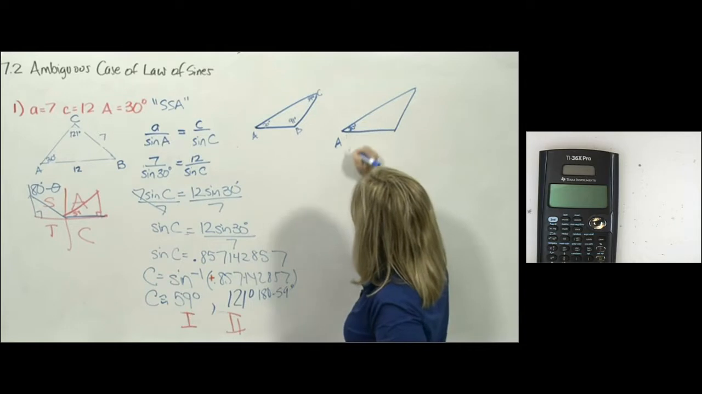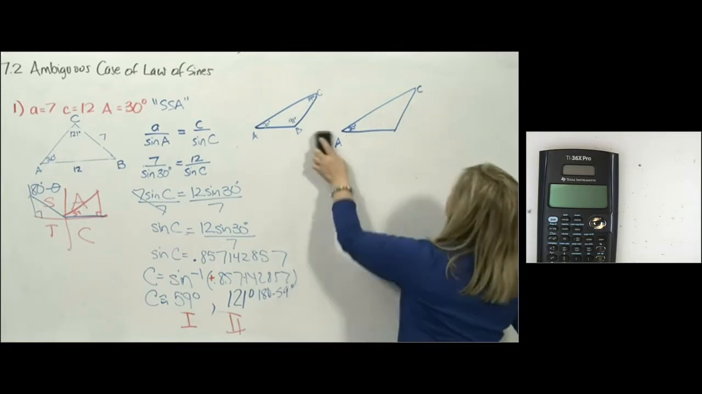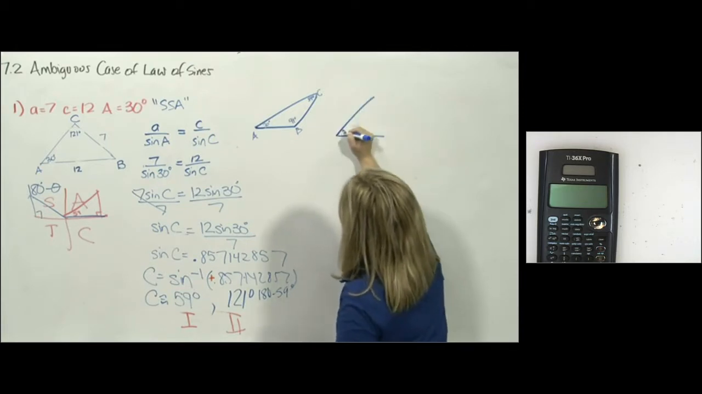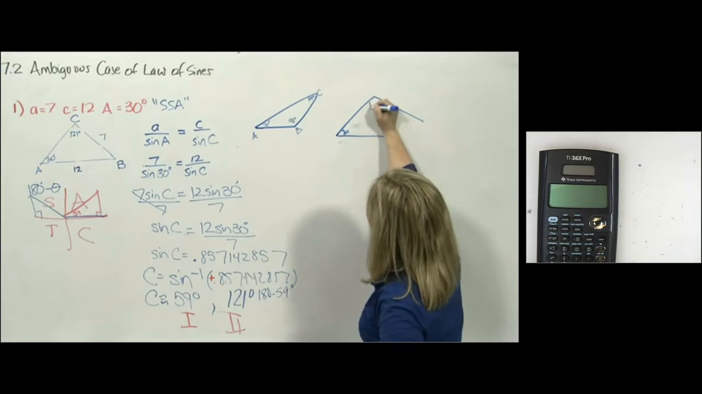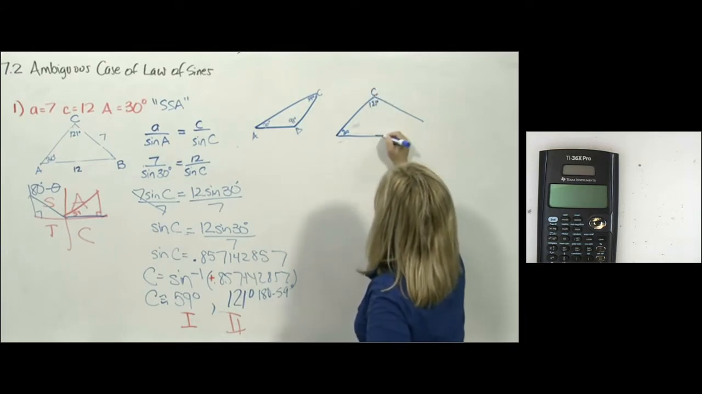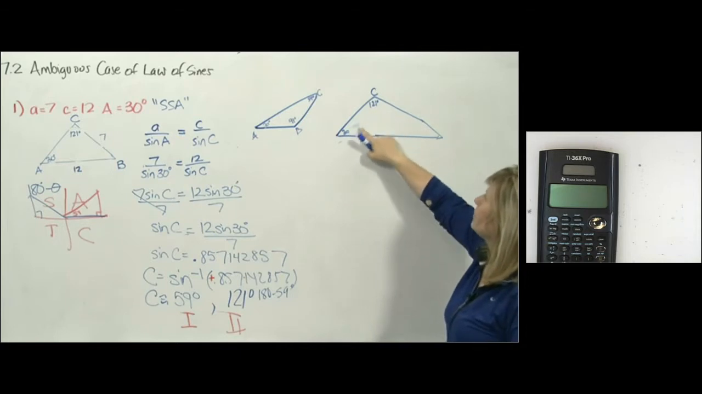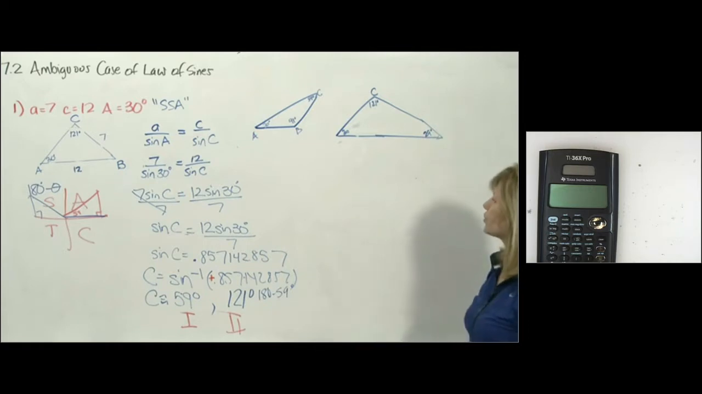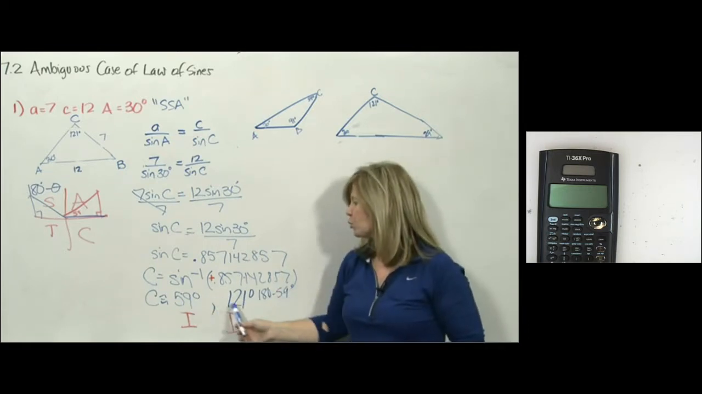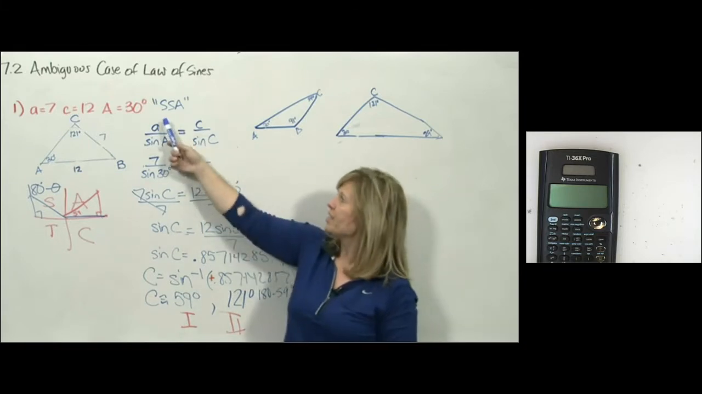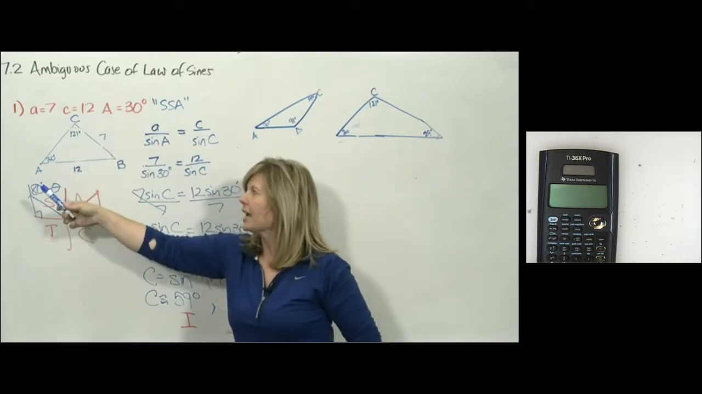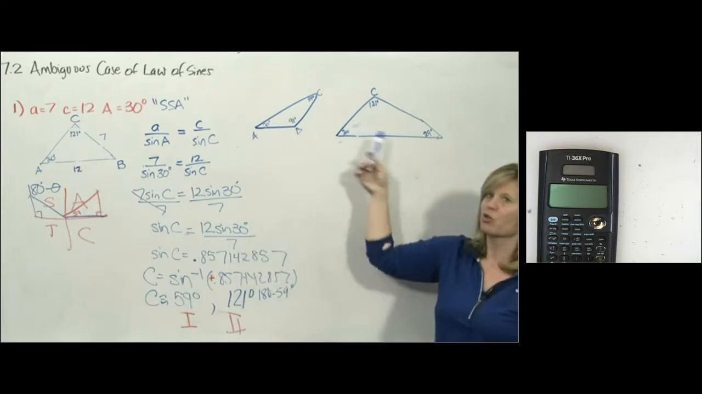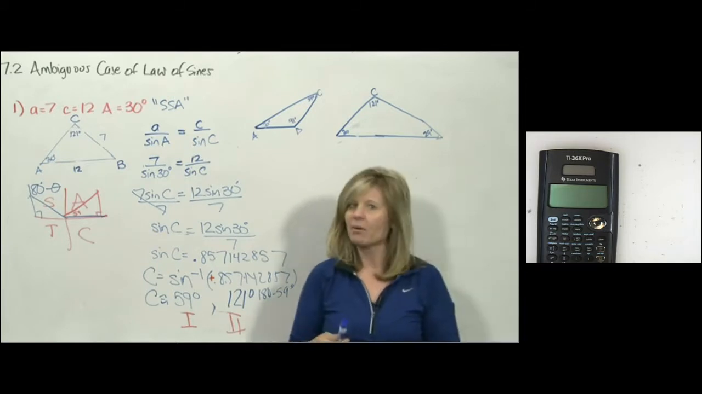Angle A is 30. Oh, I did that wrong. All right. Angle A is 30, but angle C is obtuse. It's 121, which means if you add that up, that'd be 151. So this has got to be 29 degrees, which means both of these work. So with this information, angle A 30, this side 12, and this side 7, you can make two different triangles. They both work.